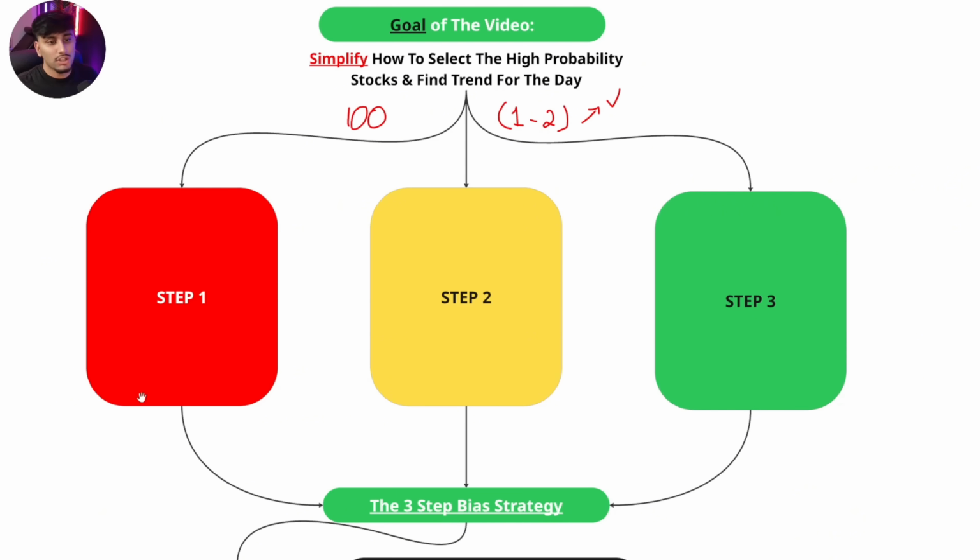So to understand which stock I will trade for the day and where momentum, volume, and high probability entries will happen, I have a simple 3-step bias strategy that I use before the market opens, which means I use it before 9:30 a.m. Eastern. And this way I come into the day with a clear plan on which stock I want to focus on. And based off the stock I'm focusing on for that specific day, I will then take my trades.